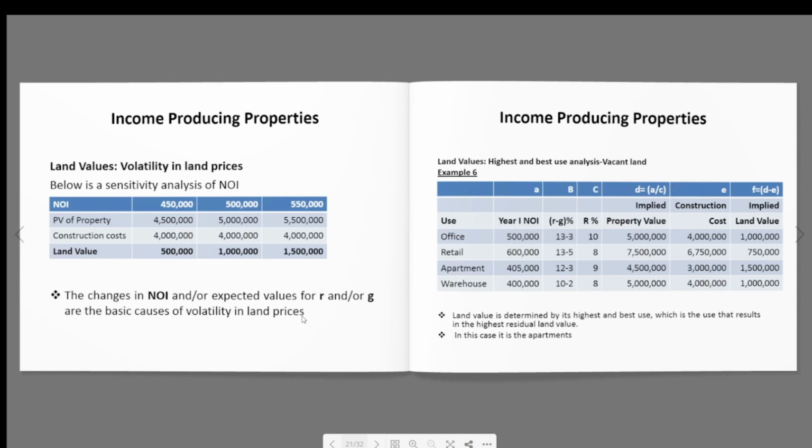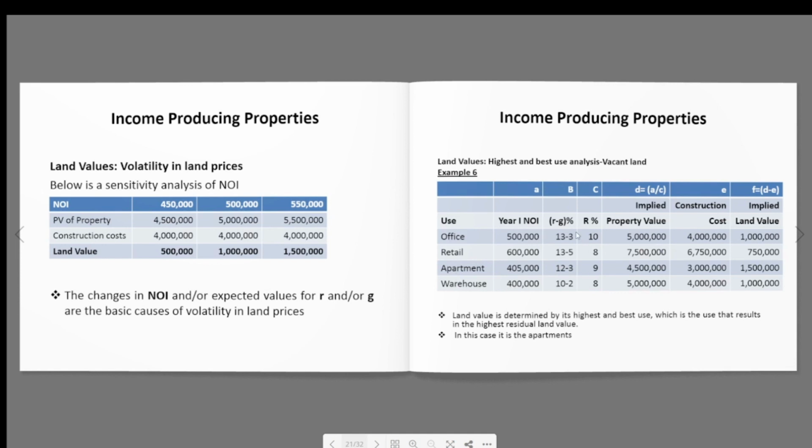Now let's cross over and look at another example where we're trying to get the highest and best use analysis of vacant land. So for the first use, we have an office. At the end of the year, the net operating income is 500,000. And we also have retail space as an option where the net operating income will be 600, apartment will be 405,000, and the warehouse will be 400,000.